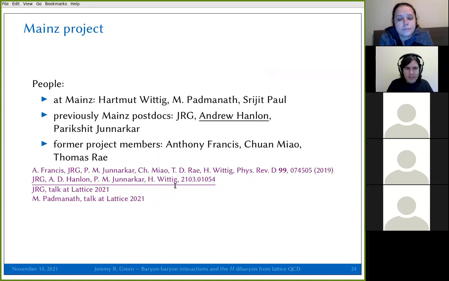So the project that I'm talking about is with the collaboration that's generally referred to as the Mainz collaboration, because people joined it when they were at Mainz. I joined it several years ago when I was a postdoc at Mainz, and people then spread out. So we have one paper that was published a couple of years ago, and then more recently, the second work is the main one I will talk about. And I should highlight Drew Hanlon, who did a lot of work also on this particular paper.